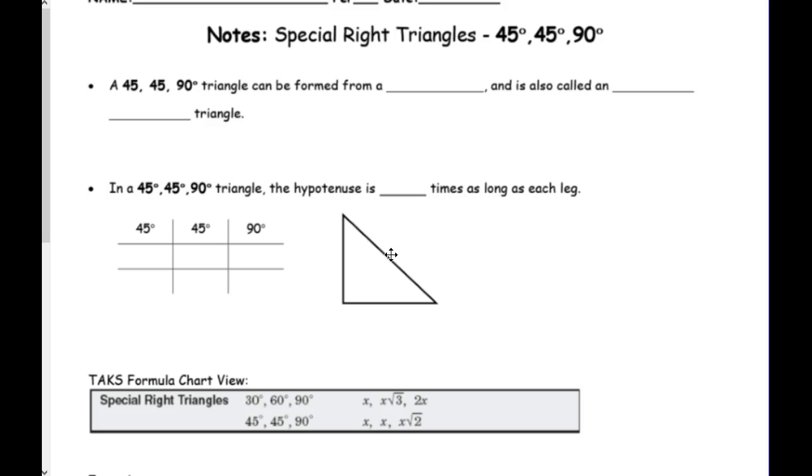So, let's do this. A 45, 45, 90 triangle can be formed from a square. Think about a square that has four equal sides. If you took that square and you cut it diagonally in half, you would end up with a 45, 45, 90. Now, by the way, 45 and 45, that's two equal angles. What do you call a triangle with two equal angles? Isosceles. So it's an isosceles triangle. And one of the angles is 90.